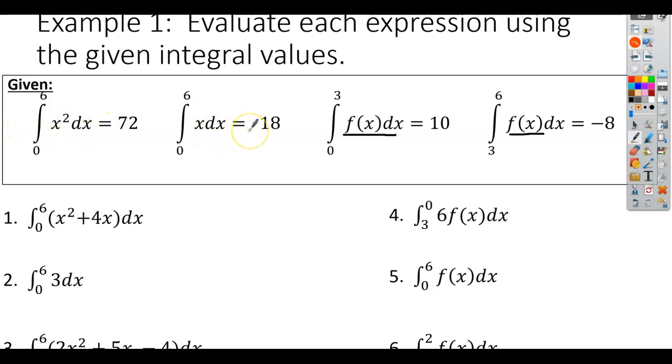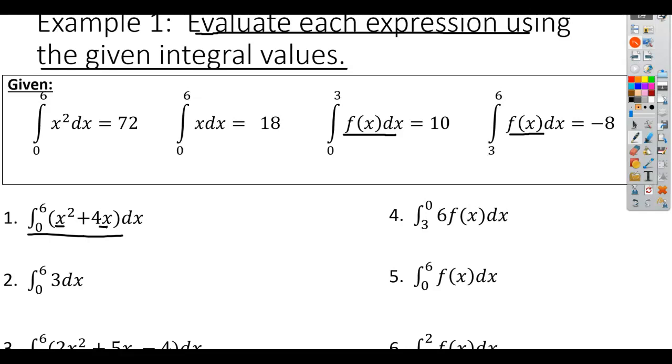So our goal here is we're going to evaluate each expression below using the properties that we've just learned and these values that they've given us. So here we go. Number 1. Now, we could do this the old school way. It'll totally work because I'm actually giving you something you can integrate, and you'll get the right answer. But I don't want to go that route today. I want to use the properties instead.